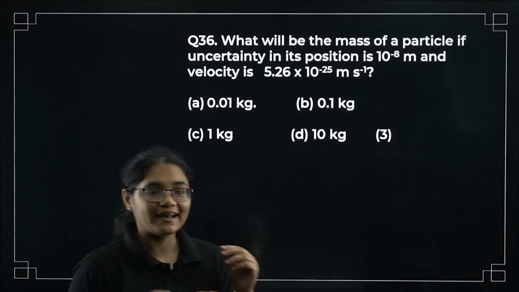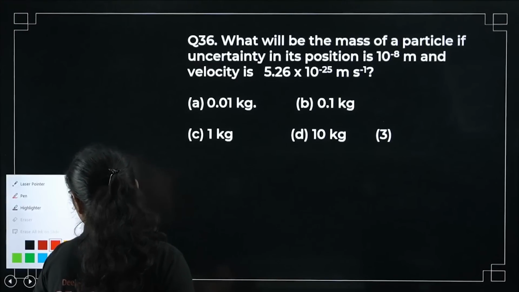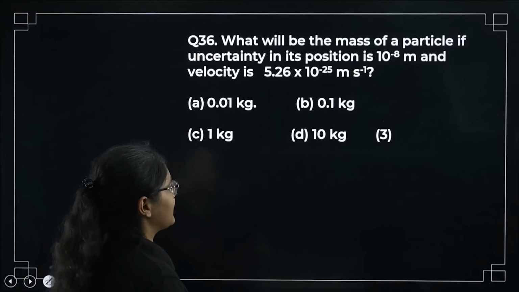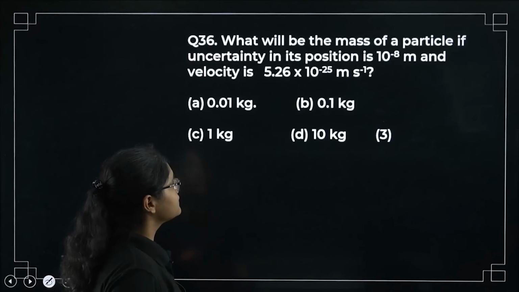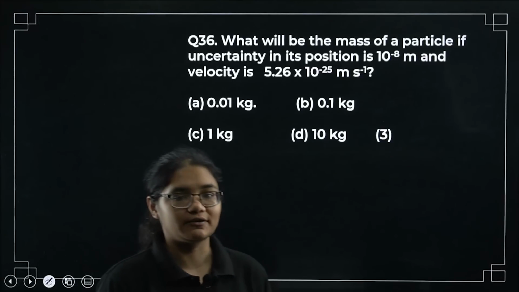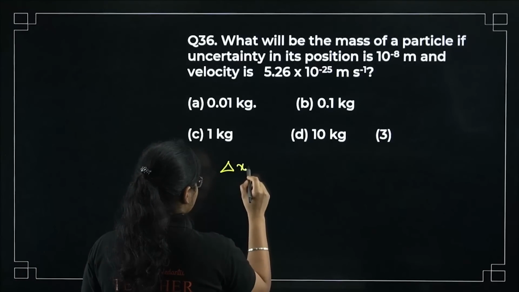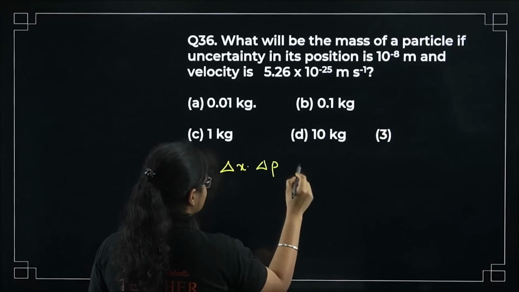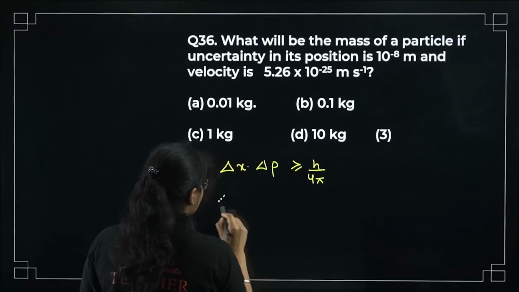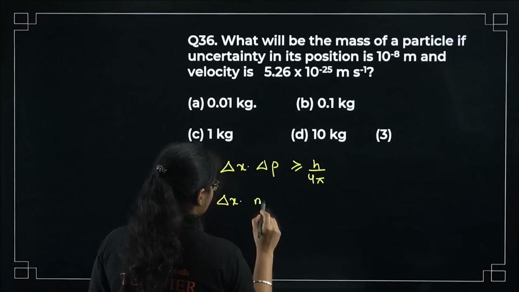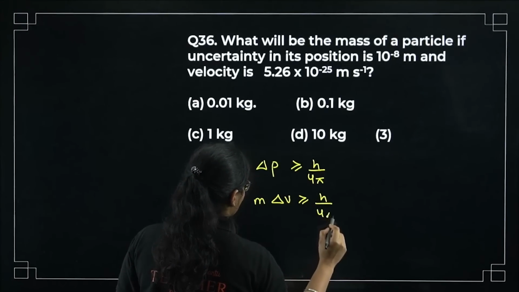Okay, let us see the next question here. What will be the mass of a particle if the uncertainty in its position is 10 to the power of minus 8 meter and the velocity is 5.26 into 10 to the power of minus 25 meter second inverse? So if you know Heisenberg uncertainty principle, the formula is delta x into delta p greater than h by 4 pi. Now we have delta x into m into delta v greater than or equal to h by 4 pi.